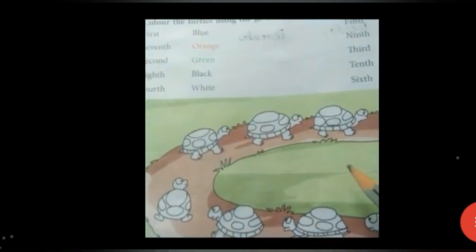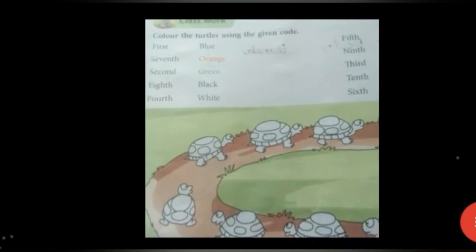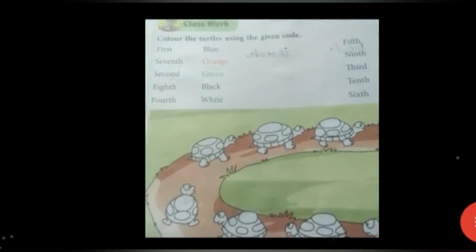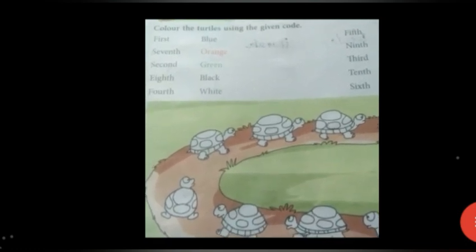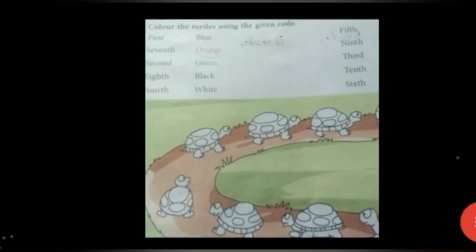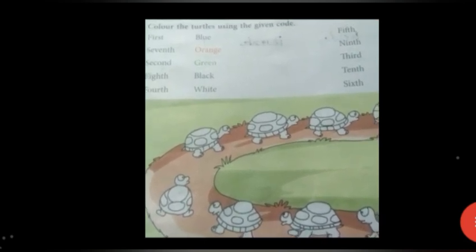So children, after this coloring, did you finish coloring? All of you finished? Okay. Can I go to the next one? Okay, children.